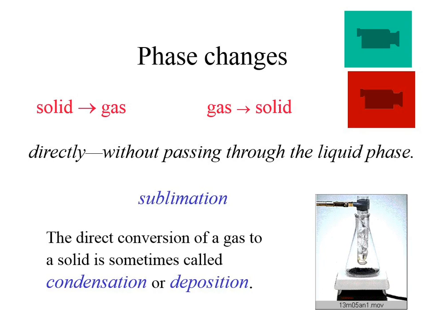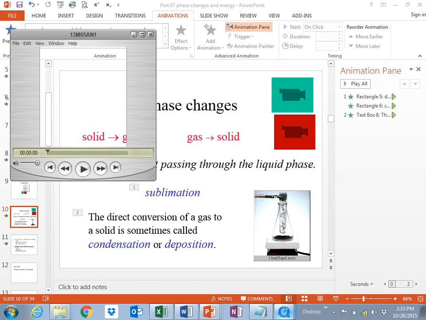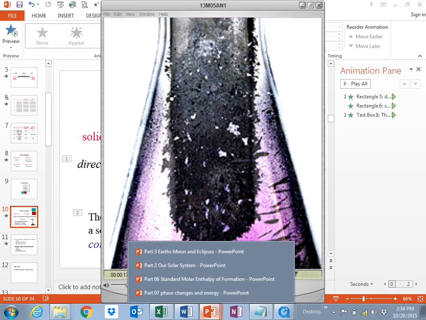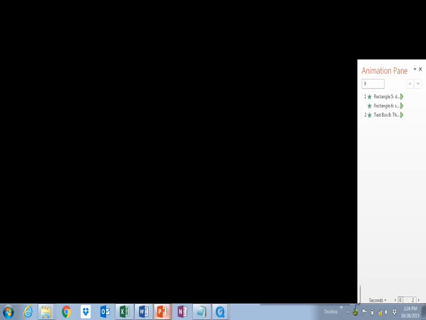So the little video we have here shows you iodine. Now, iodine is one of those halogens, and it's one of those diatomic elements, so it's always I2. So, here's the video. Sublimation and deposition.